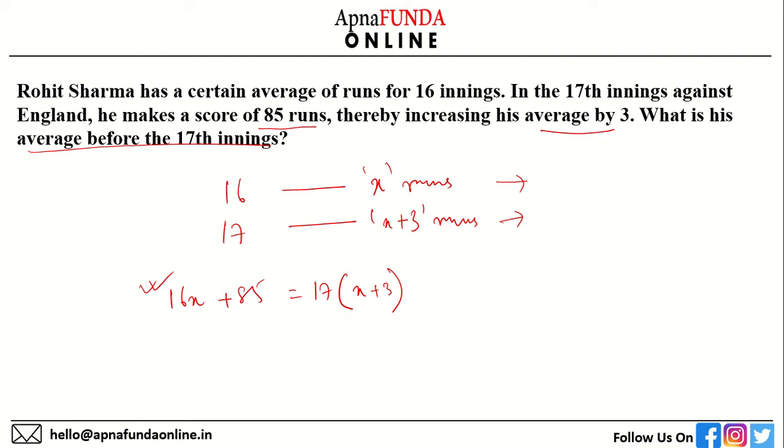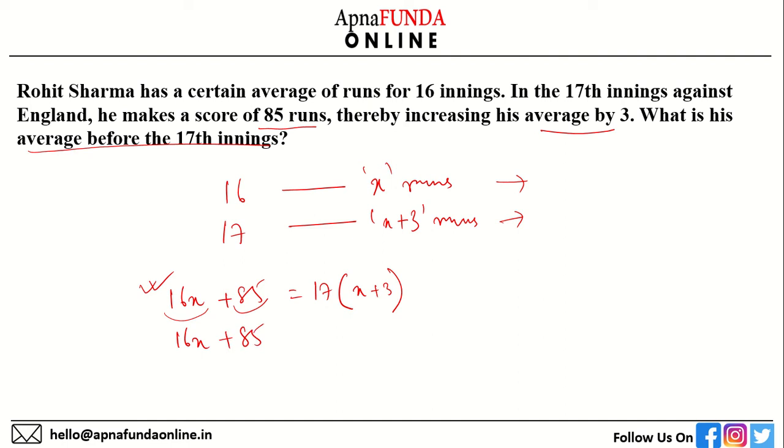Now, the difference between the 17th and 16th innings is the score that he made against England in his 17th inning, which is 85. So this is the expression: the 16 innings' total runs plus the runs made in the 17th inning is equal to the total runs made so far in 17 innings. Correct? Let's solve this.